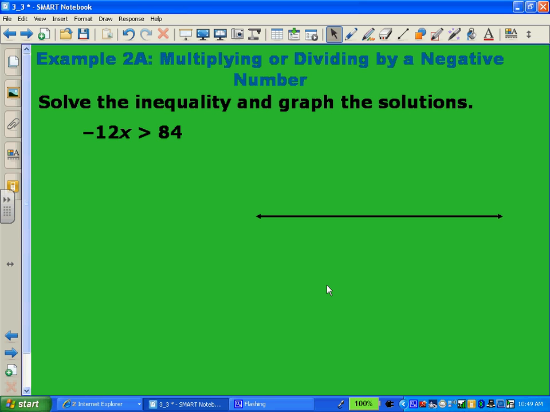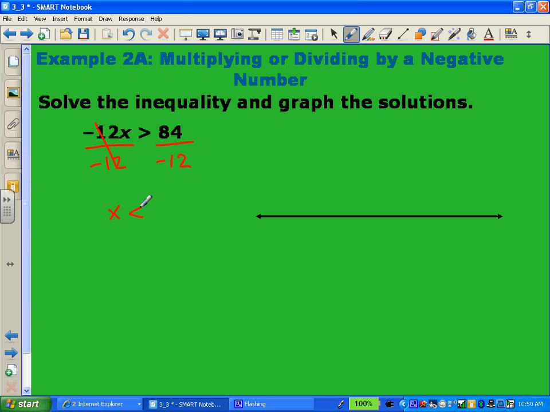Here we have negative 12x greater than 84. So this is negative 12 times x. So I have to divide by negative 12. Now notice I'm dividing by a negative number. Therefore, I have to remember I have to flip the inequality sign. Not add an equal to, just flip it.